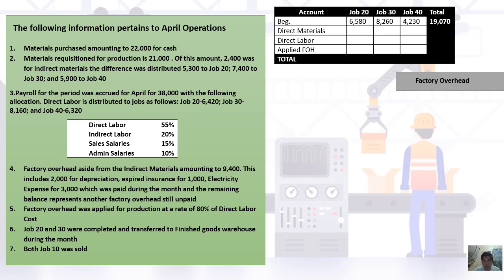Let's start with number 1. It says in number 1, materials purchase amounting to 22,000 for cash. So simply debit raw materials because we bought, then credit cash. Our amount is 22,000 pesos.